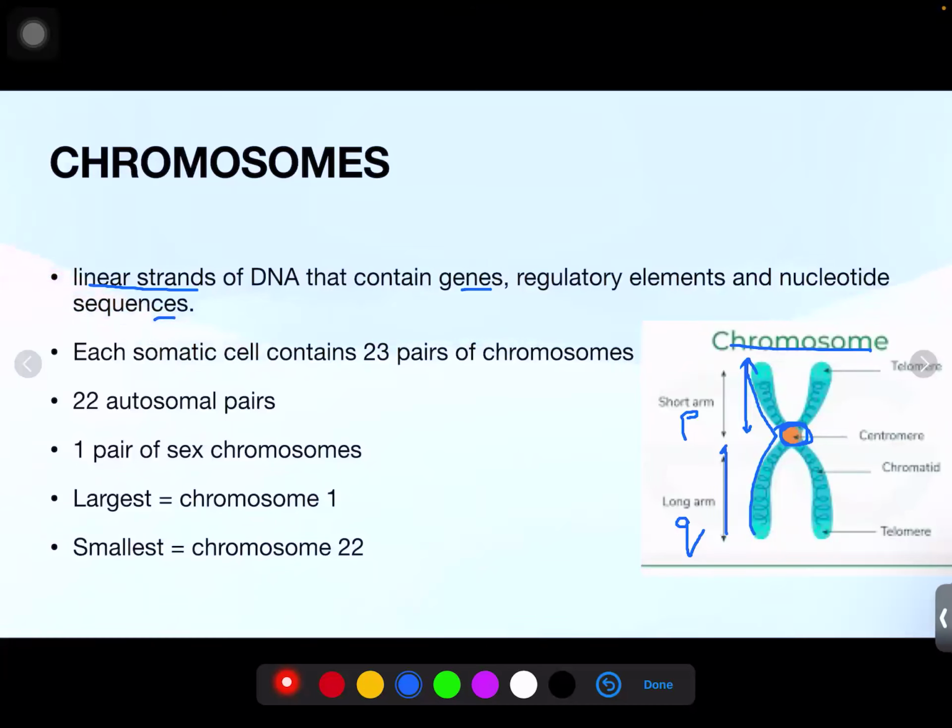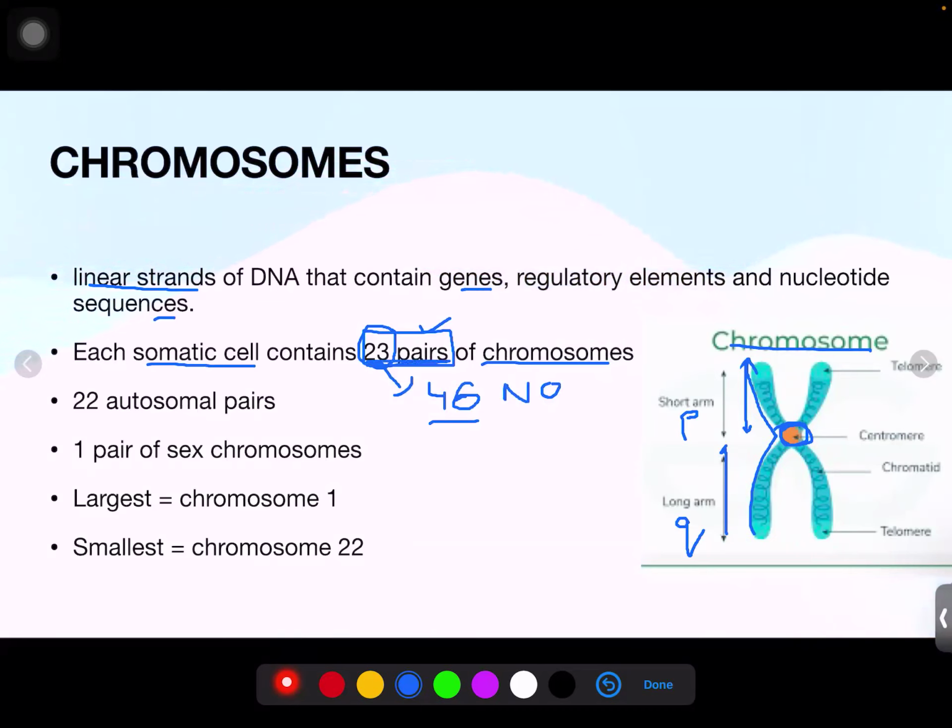Okay, so each somatic cell in our body contains 23 pairs of chromosomes. So this is a very important MCQ. They can ask how many pairs of chromosomes are in a somatic cell. So if they ask about pairs of chromosomes, then you have to tick 23. But if they ask you about the number of chromosomes, then this will be 46 chromosomes. Okay, because 23 pairs means 46 in number. So that's a very important MCQ that can also come.